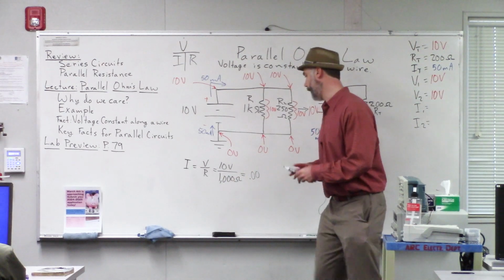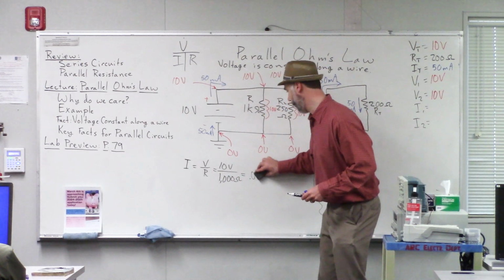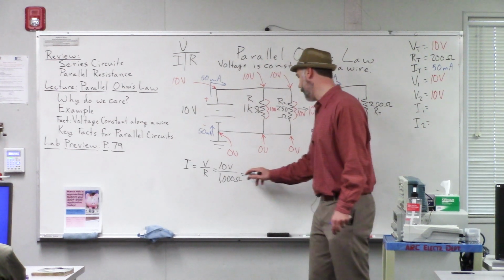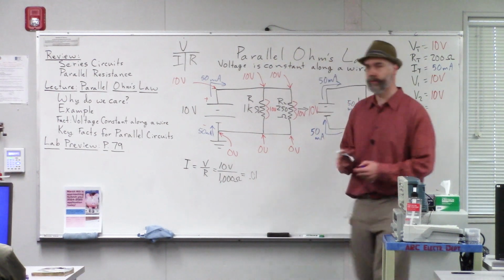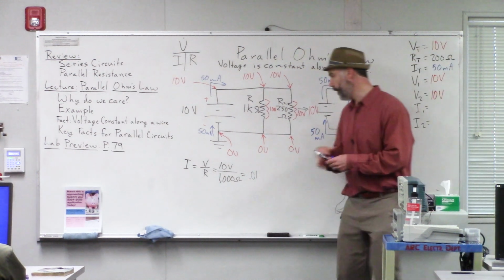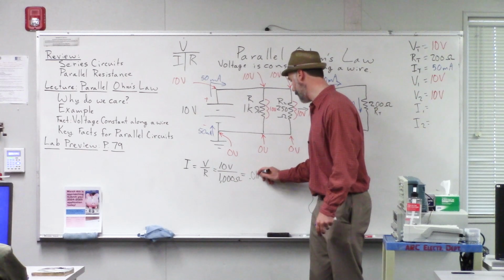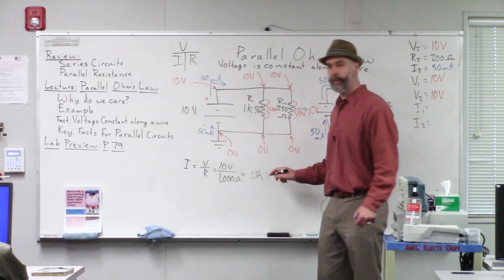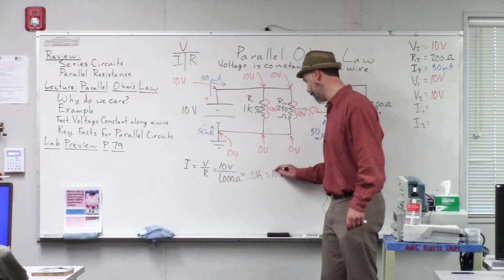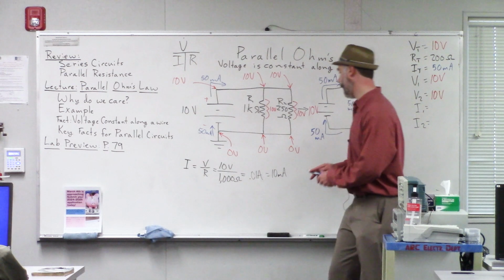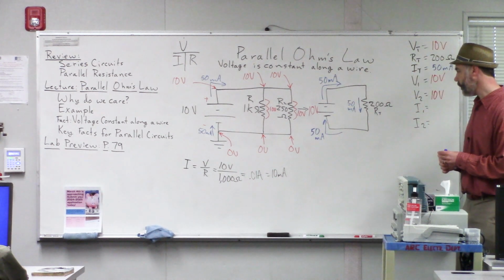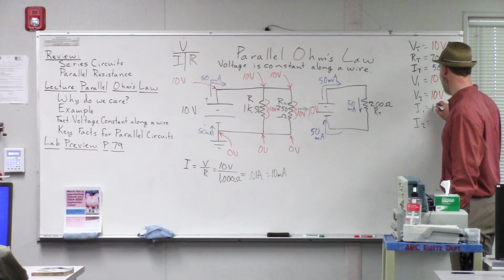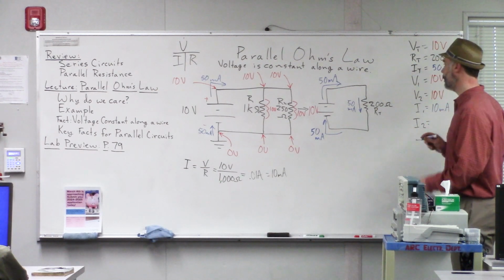I think it's 0.01. Yeah, 0.01. And what are my units going to be? Amps, exactly, because I put in raw units, I get out raw units. So 0.01 amps. So if I convert that to milliamps, what would that be? Yeah, 10 milliamps. All right, perfect. So that's my current through resistor 1. So I can write down here, current is 10 milliamps.